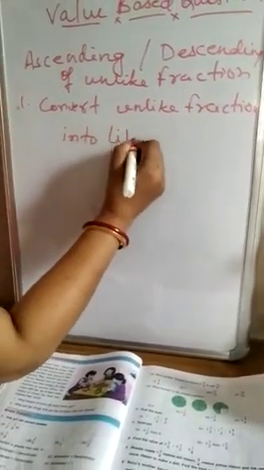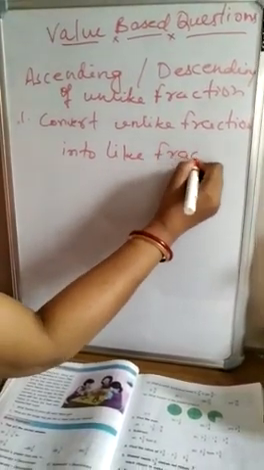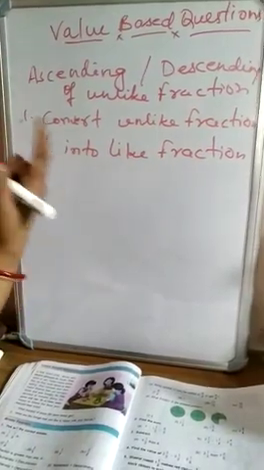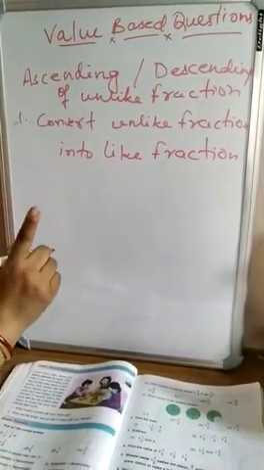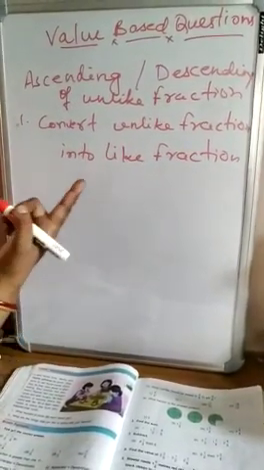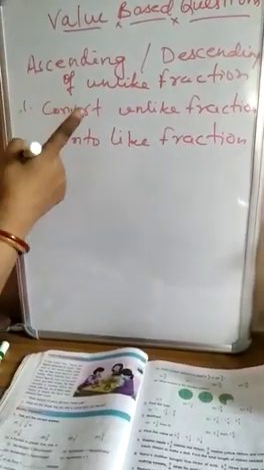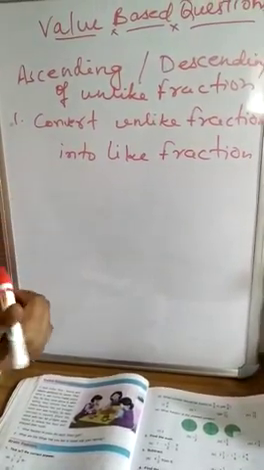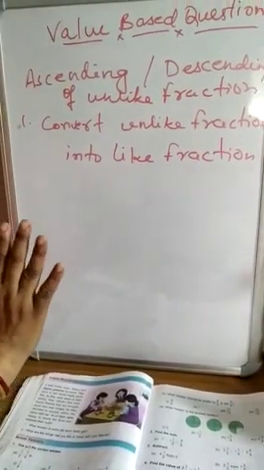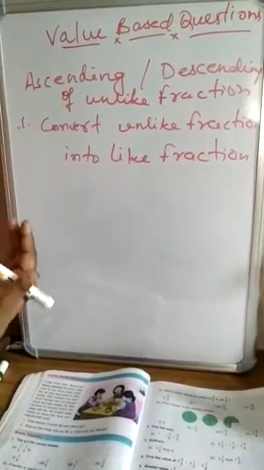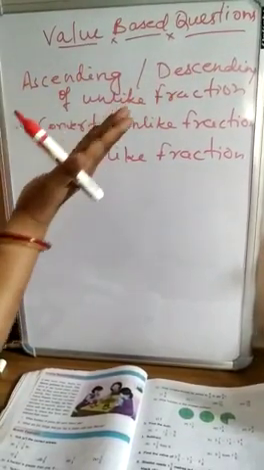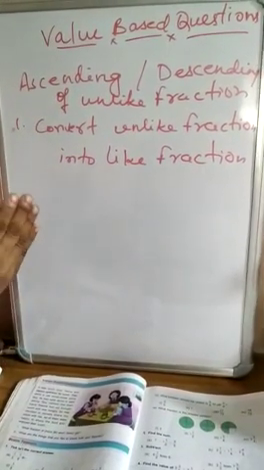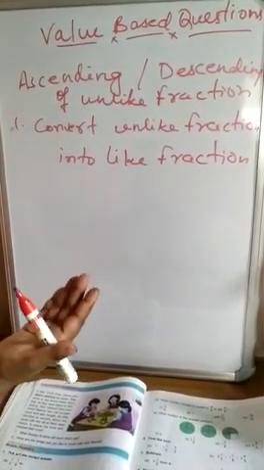In order to convert the unlike fractions into like fractions, we will make the denominators the same. How will we make the denominators the same? By taking the LCM, which I have shown you during comparison. Then we convert all the fractions into like fractions, and then we will be able to arrange these fractions in ascending or descending order with the help of the numerators, the greatest numerator and the lowest numerator.